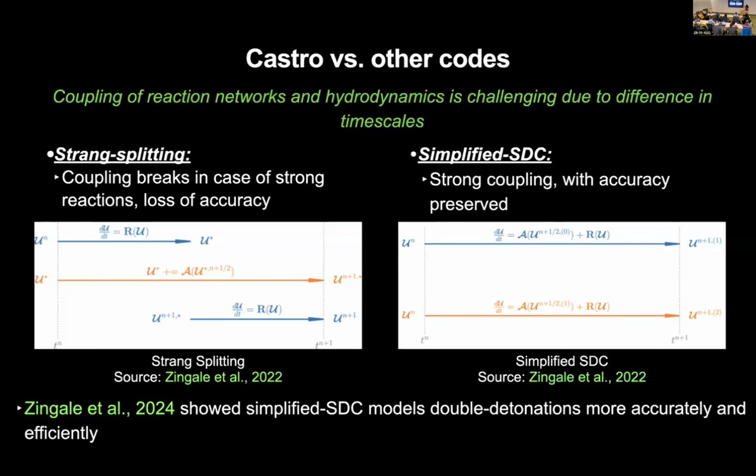On the other hand, in our case, we basically use a simplified version of spectral deferred corrections in which we explicitly couple both hydrodynamics and reactions together at the same time. And so this basically helps us maintain that accuracy and also, of course, the coupling. Last year, in fact, our group did a study in which they specifically tested this method for the case of double detonations, which is what I'm trying to do. And we found out that not only does it maintain the accuracy, it is also more efficient when we have a lot of burning, which is what happens in detonations.